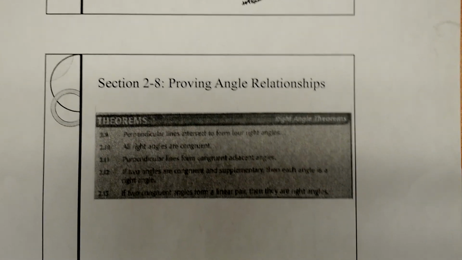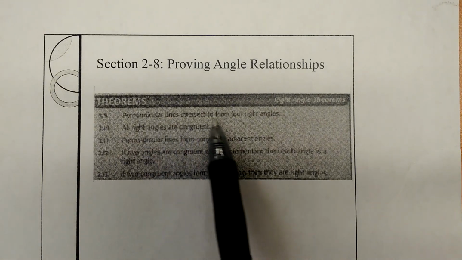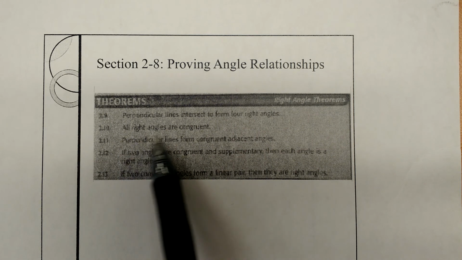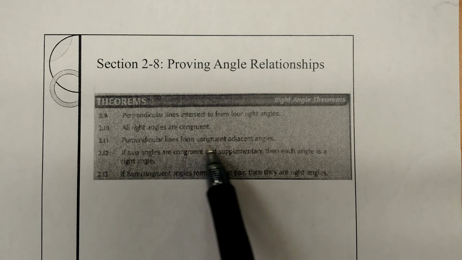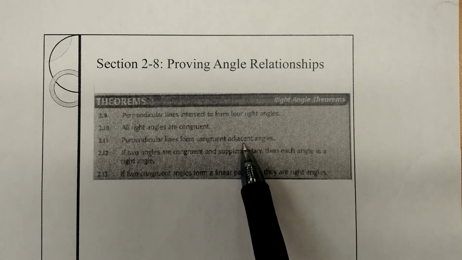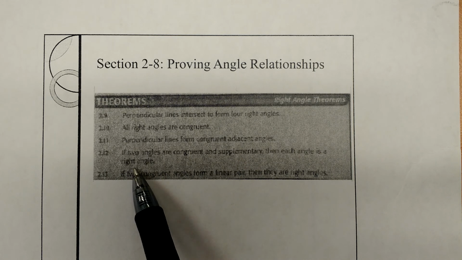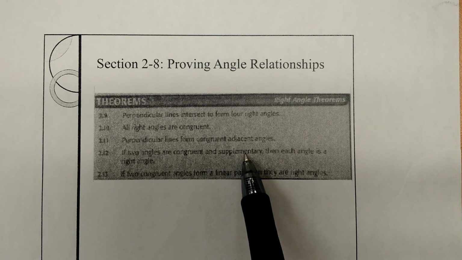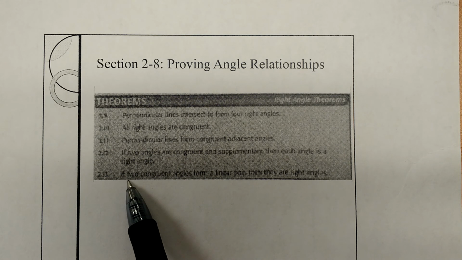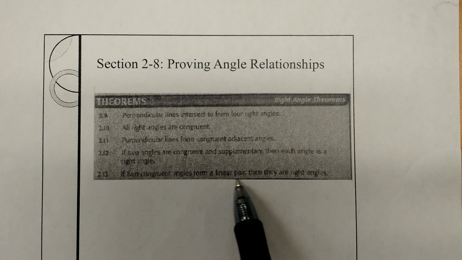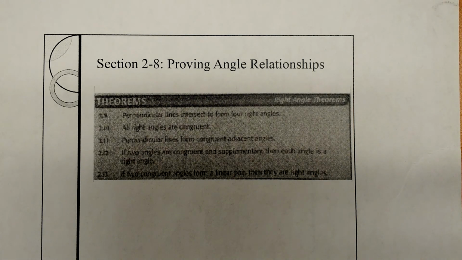And here we have some rules for lines that form right angles. Perpendicular lines form 4 right angles. All right angles are congruent to each other because they're all 90. Perpendicular lines form congruent adjacent angles because they're right angles. If two angles are congruent and supplementary, then each one has to be a right angle, because they have to add up to 180 and they have to be equal to each other. The only way to do that is to make them both 90. If two congruent angles form a linear pair, then they are right angles. Once again, similar thing to here. Alright, that's the end of the section.